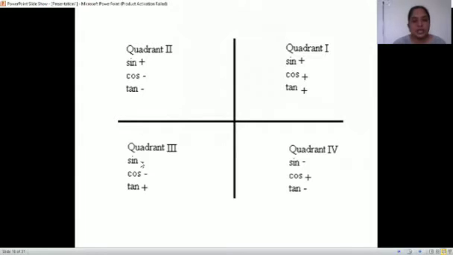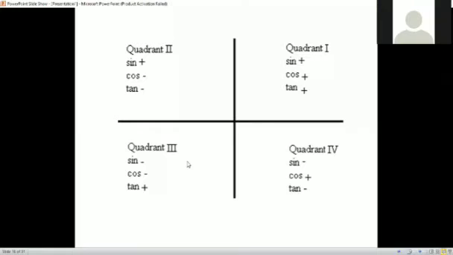Can you now tell me the value of tan 5 pi by 4? First of all, 5 pi by 4 is in the third quadrant again, so that is tan of pi plus pi by 4. And tan in this quadrant is positive, so it becomes only tan pi by 4. What is tan pi by 4? It is 1. Very good.